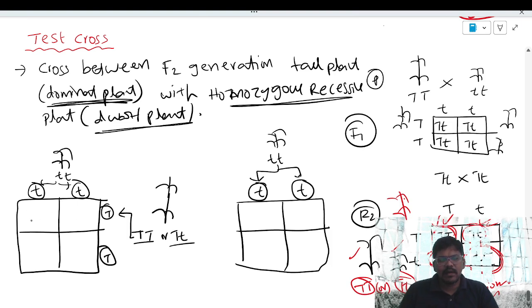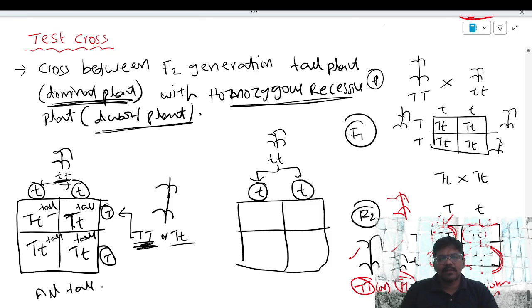Next, the offsprings which are formed are all heterozygous dominant, which means all are tall plants. After crossing the dominant plant of the F2 generation with the dwarf plant, if you get all tall plants in the next generation, it indicates the given genotype is homozygous dominant, capital T capital T.